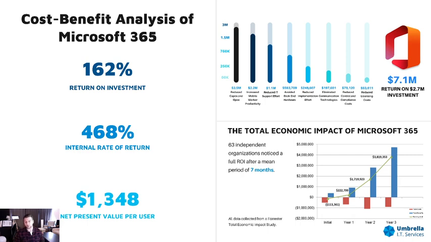Again, Forrester did a really good job here. They interviewed 63 independent organizations, ranging from 500 staff all the way up to 60,000 staff. And the average return on investment that they found was 162%. So this is one of the best investments you can make in your business.